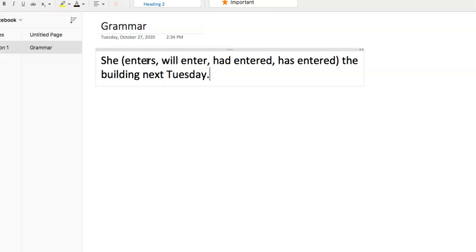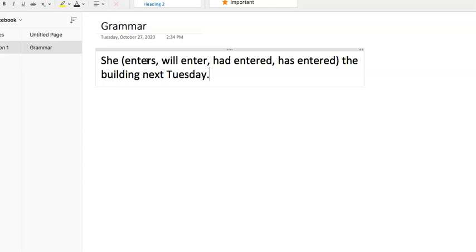Okay. Is it she enters, will enter, has entered, had entered the building next Tuesday? Okay, so the key part really is the next Tuesday, right? That tells us it's in the future. Enters is present. Will enter, right? That term will refers to something that happens in the future, right? So that probably keys us off. That's probably the answer, but we'll look at the other two to make sure.